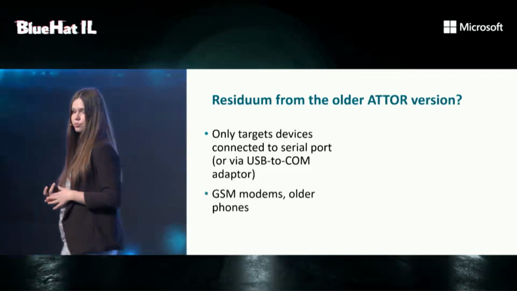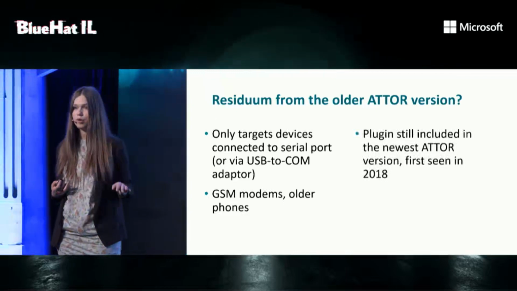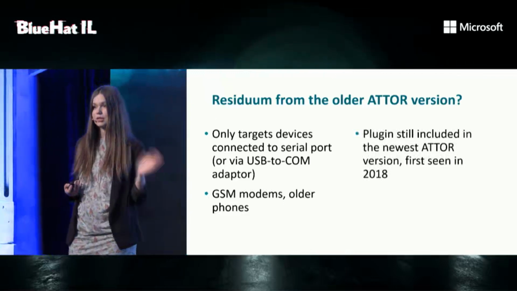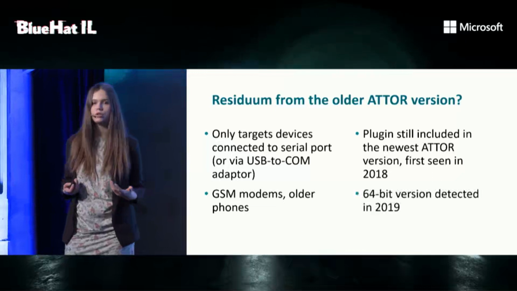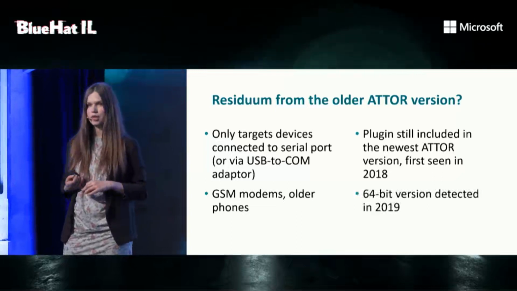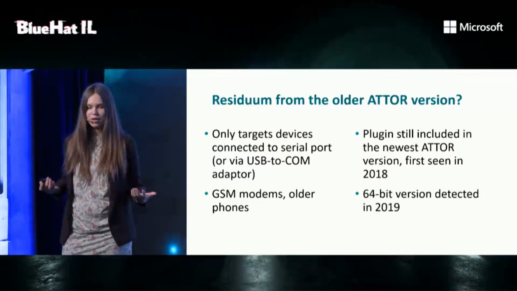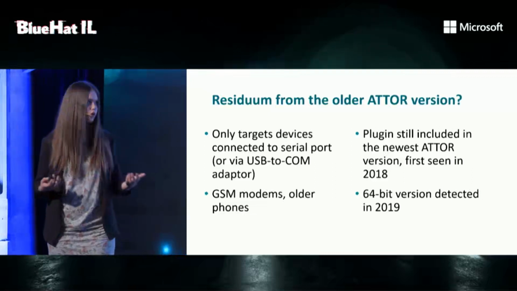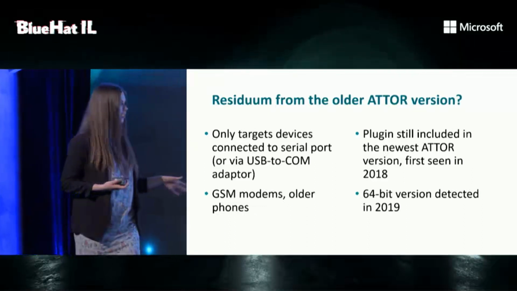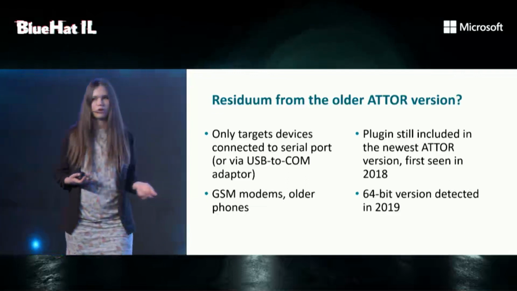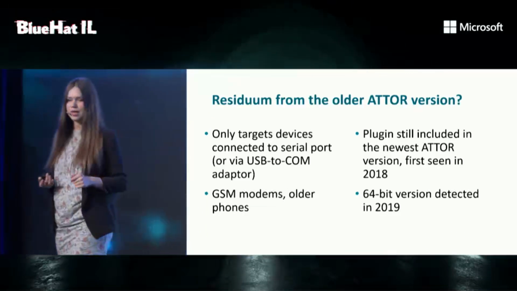this also turned out not to be right because we've seen the plugin used for the first time in the new upgraded version that was released in 2018, so never before. But more importantly, in 2019, we have seen a new upgraded version of this plugin recompiled to 64-bit architecture. So if it was really just a residuum, not used anymore, why would the attackers bother recompiling the plugin for a 64-bit architecture? So we don't really think this is the case. We think that the developers behind ATTOR do know what they're using the plugin for, and they do know why they're keeping it up to date.